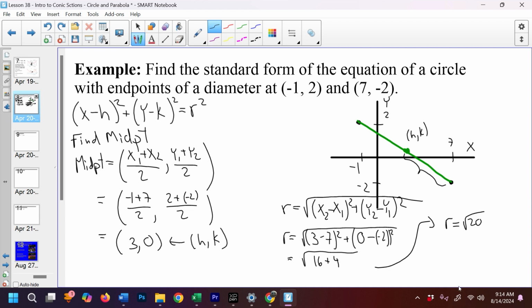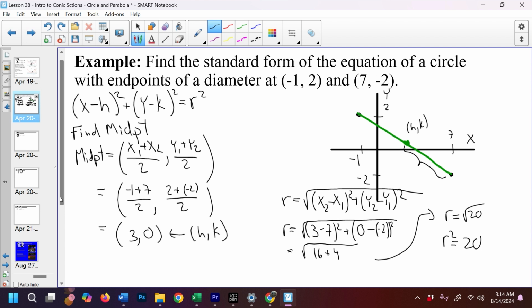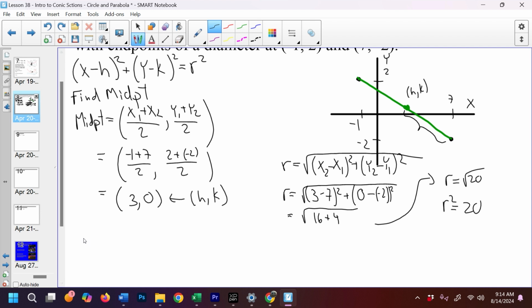Now, normally we would simplify that, but in this case, remember, we're eventually going to put r squared in there. So if I square r, the square root of 20 squared is just going to be 20. So now I know everything that I need to know, so I'm just going to plug that all back in.